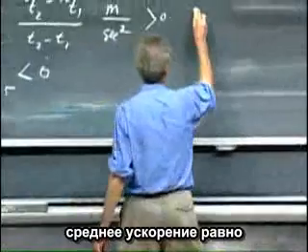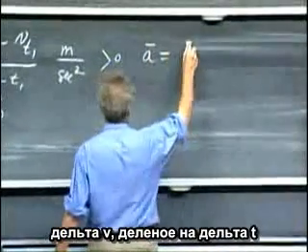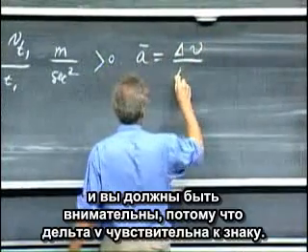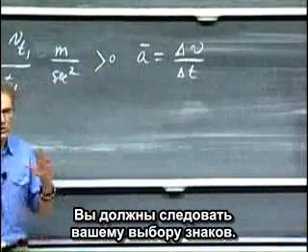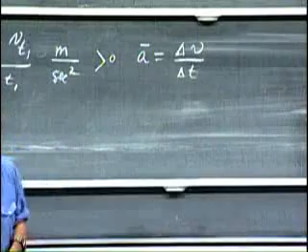So you can also write down then that average acceleration, if you like that, is delta v divided by delta t, but you must be careful because the delta v is sign sensitive. You must obey your sign convention.